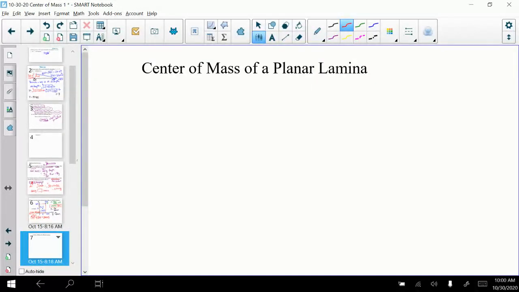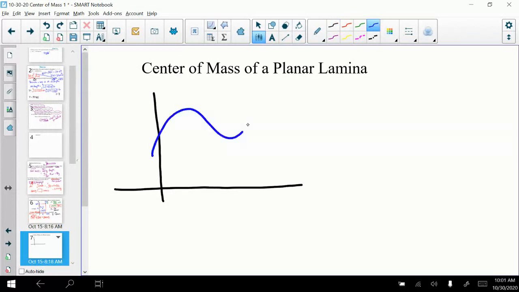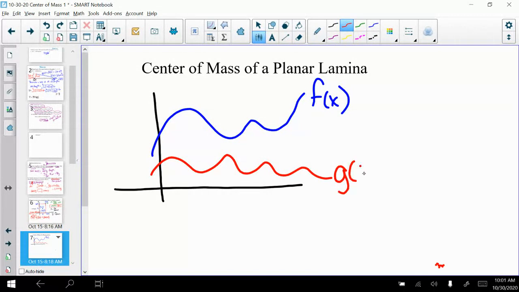Okay, so a planar lamina. I assume you guys have never heard of it because, well, I don't know. I hadn't heard of it before I got to this point in math. So a planar lamina is just a really fancy word for, I have some in here. My functions always come out way too similar.